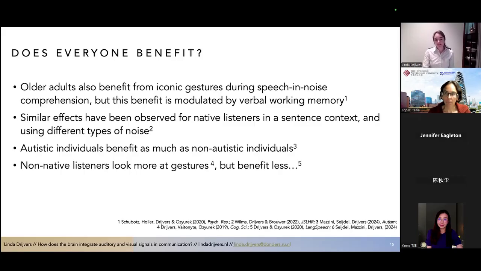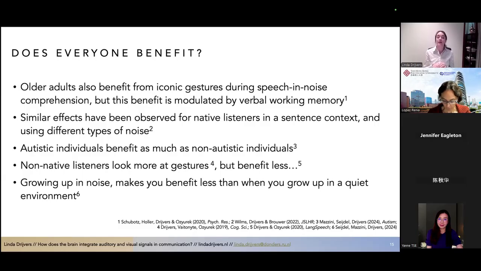Non-native listeners have been shown to look more at gestures. We did this with eye tracking, but they benefit less. So they really need more cues, more phonological cues as well to couple the semantic information from the gesture to the speech signal. And interestingly, growing up in noise, so having this environment of noise that you're constantly exposed to, makes you benefit less than when you grow up in a quiet environment.